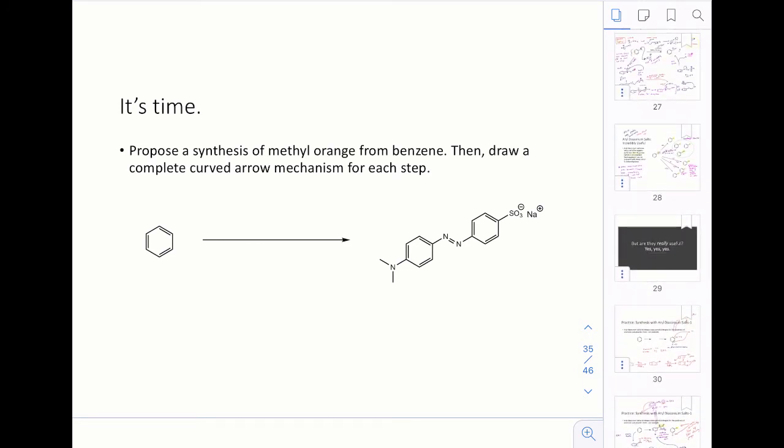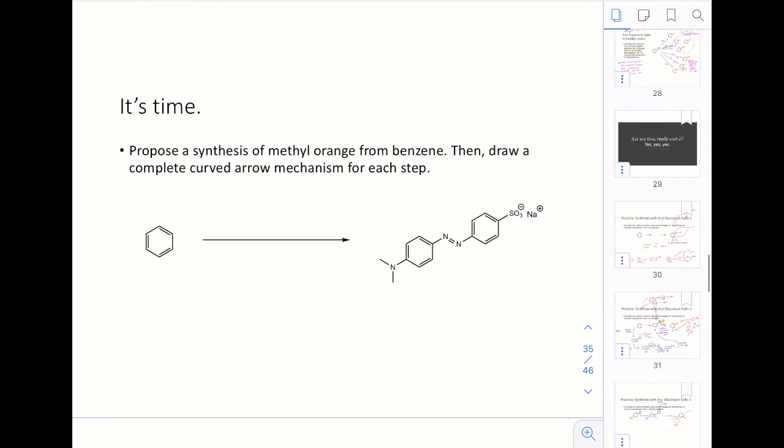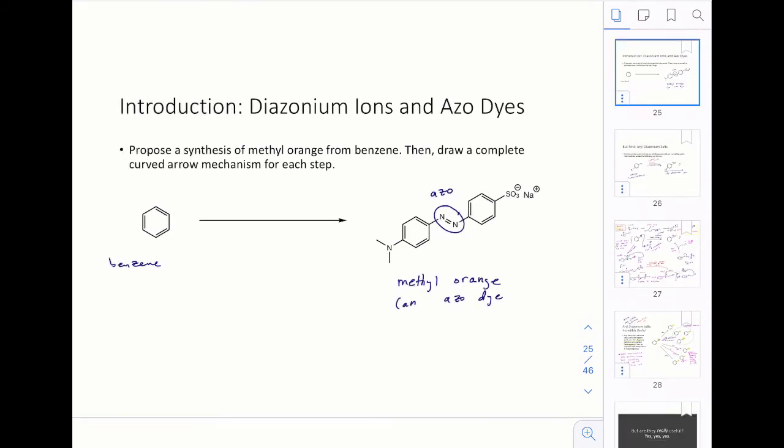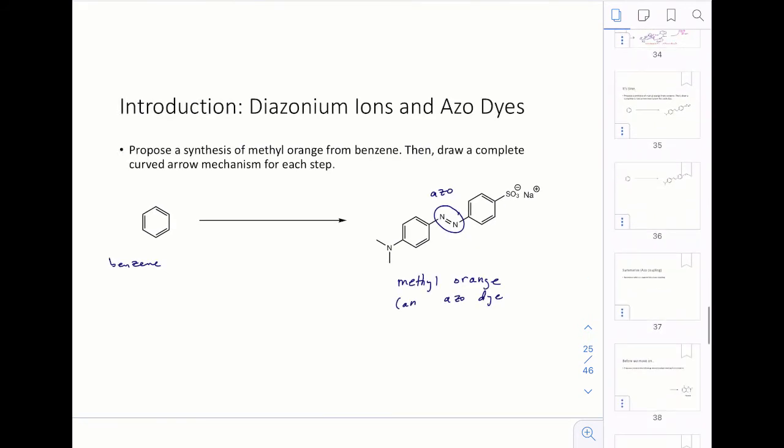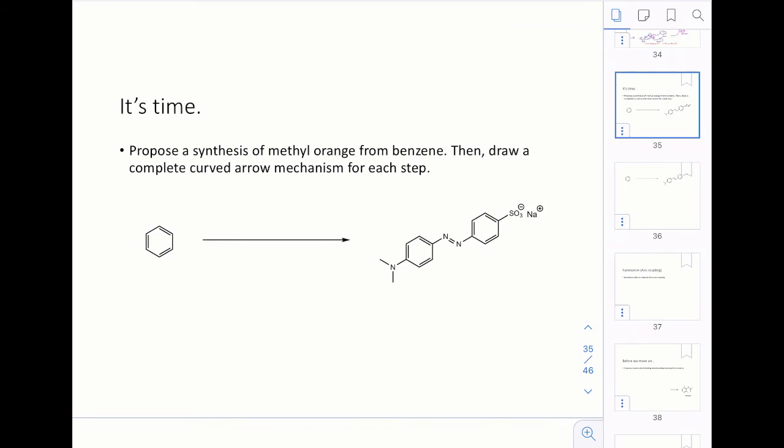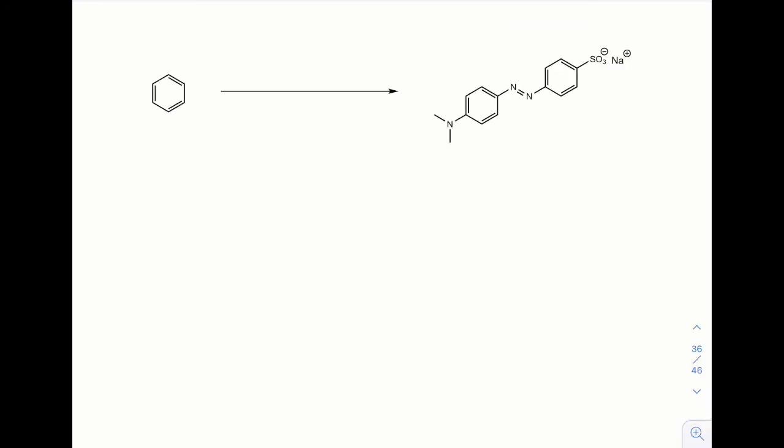Given this key step, it's time for you to propose a synthesis of methyl orange from benzene. I introduced this problem way back when, over here. Yeah, so it's time to try this problem. Give it a shot. Perhaps it's easiest to think about this with retrosynthesis. I always like to use retrosynthesis. I think everything is easiest using retrosynthetic analysis.